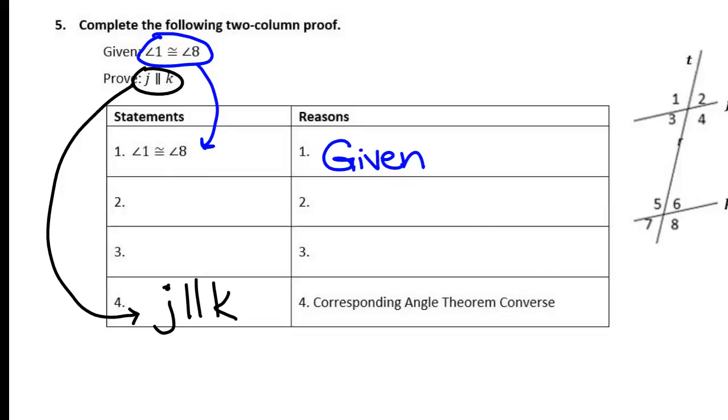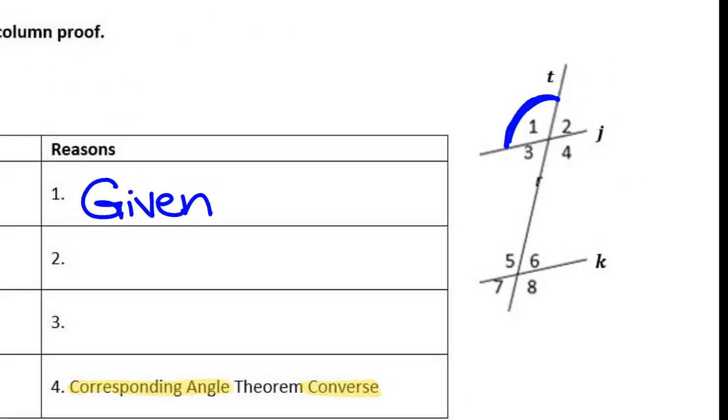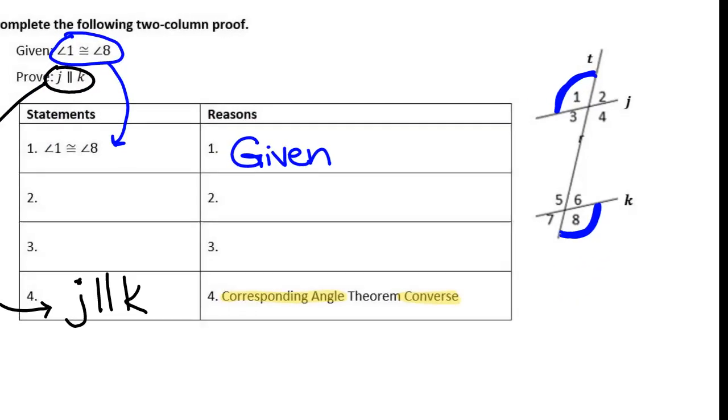And it tells me that I'm going to be using the corresponding angle theorem converse. The converse of all of these angle theorems lets me conclude that the lines are parallel. And I know I'm going to need them to be corresponding angles. Going back to my given, we know angle 1, this one right here, is congruent to angle 8, this one down here. Are those corresponding angles?